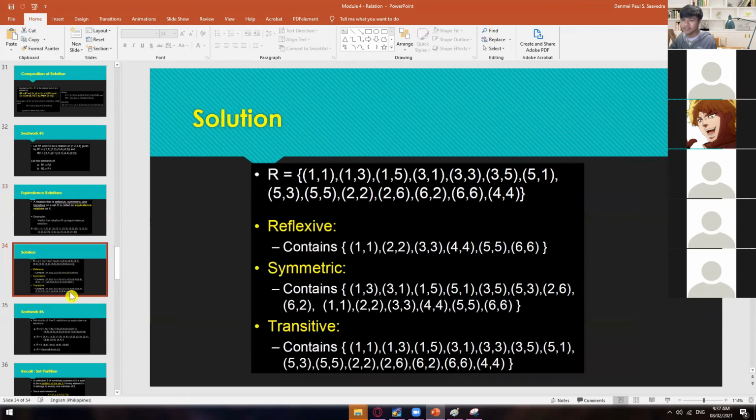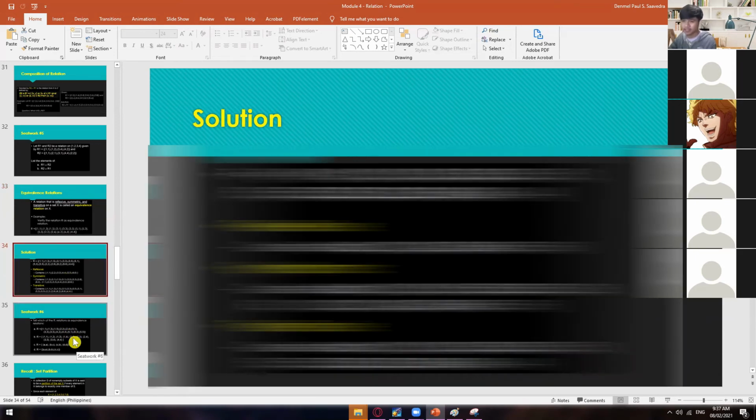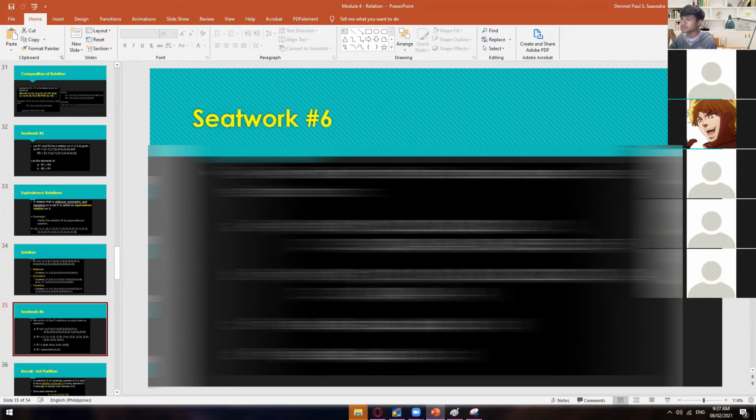Once you're done with that example, of partial order and equivalence relation, you may now start and answer this seat work number 6. All you have to do is tell which of the following relations are equivalence relations. So again, when we say equivalence, it's reflexive, symmetric, and then transitive. We have 4 numbers for this one, right?